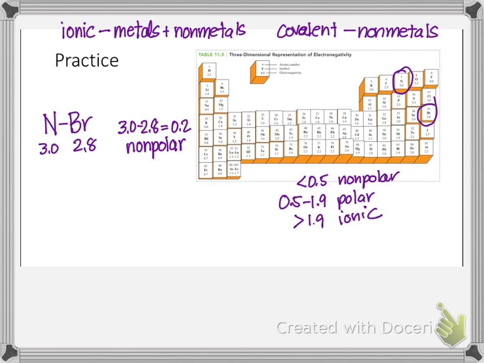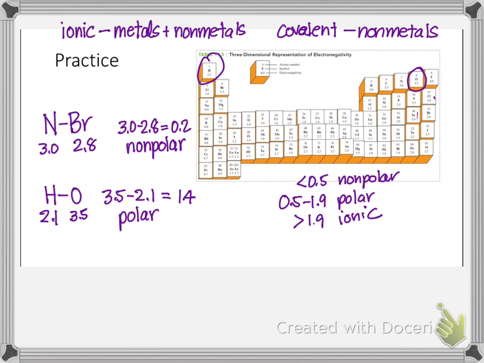Let's do another one. Let's say we have hydrogen bonded to oxygen, which is really common in biological molecules. So let me erase these two circles. So oxygen is here. Oxygen is a 3.5. Hydrogen is here. That's a 2.1. Remember, we don't have to memorize these numbers. So always use the higher. So 3.5 minus 2.1 equals what? 1.4? So 1.4 is polar. Okay, so this is a polar bond.